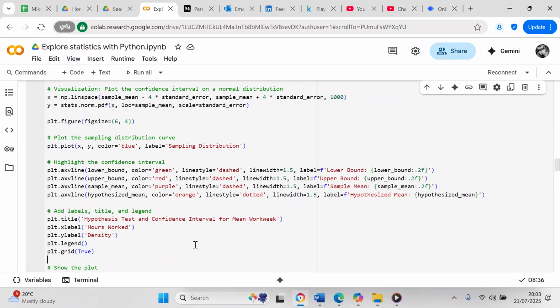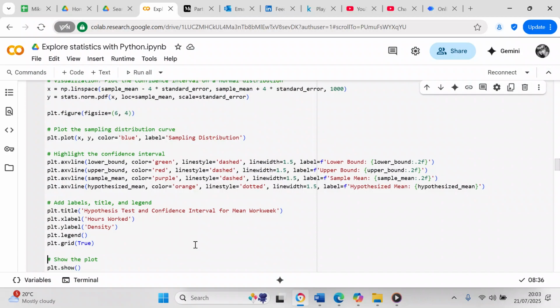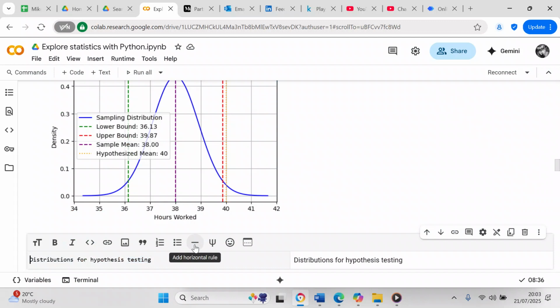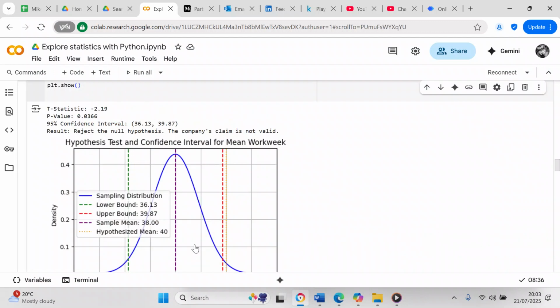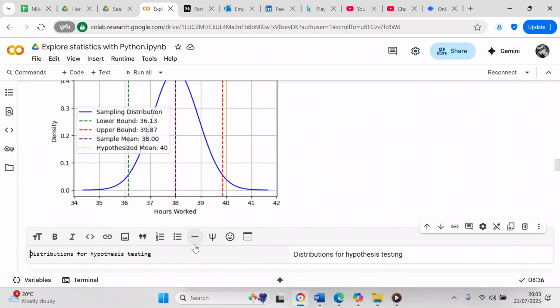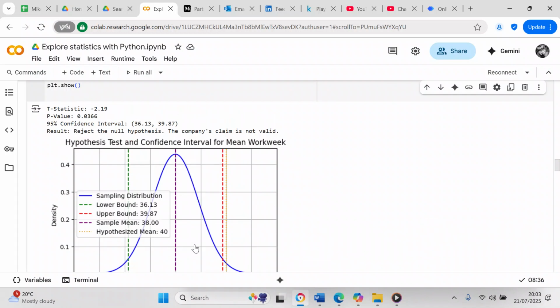So now we're going to add labels, title, and legend to our chart. The title is Hypothesis Test and Confidence Interval for Mean Work Week. The X label is hours worked, and the Y label is density. You get a legend and you get a grid, and we're going to show it. So the hypothesis test and confidence interval for a mean work week.